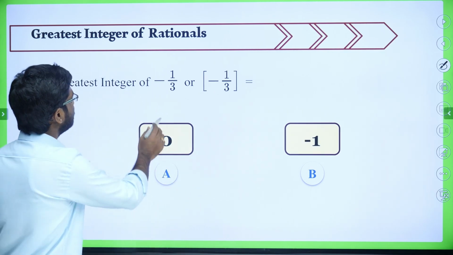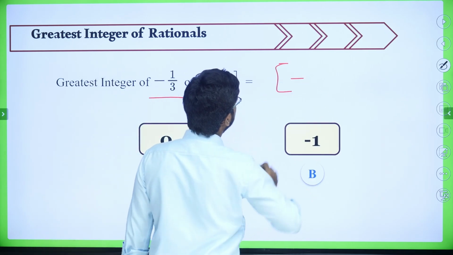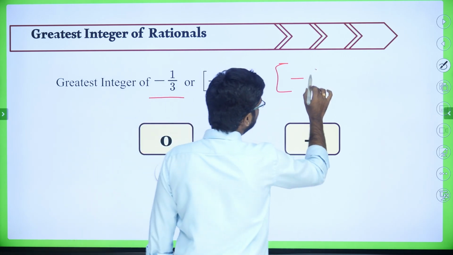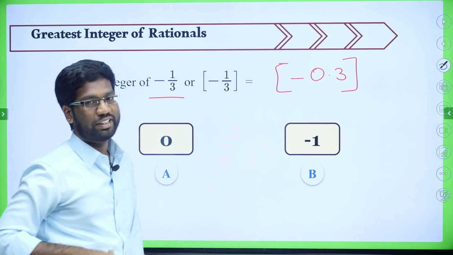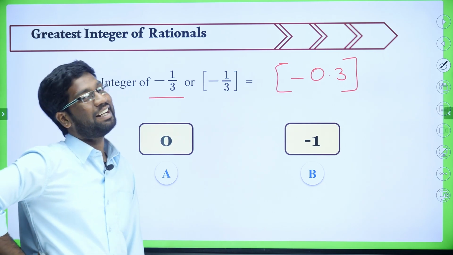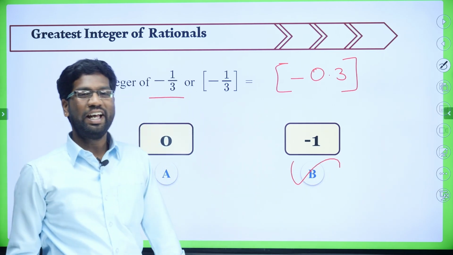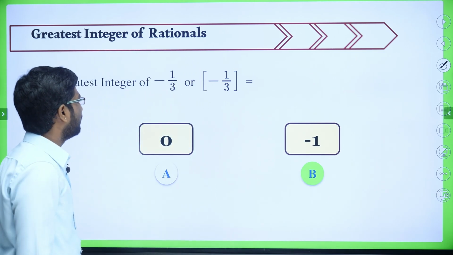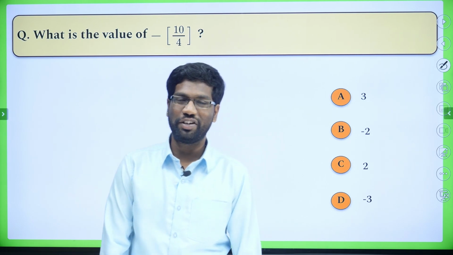And the greatest integer of minus 1 by 3. So what is minus 1 by 3, my dear students? It's like minus 0.333. So if I get minus 0.3, what is my answer? Already I have explained to you. The answer is minus 1. Okay. I hope you understood it, my dear students. Now tell me the answer for this question. This question is very, very interesting.